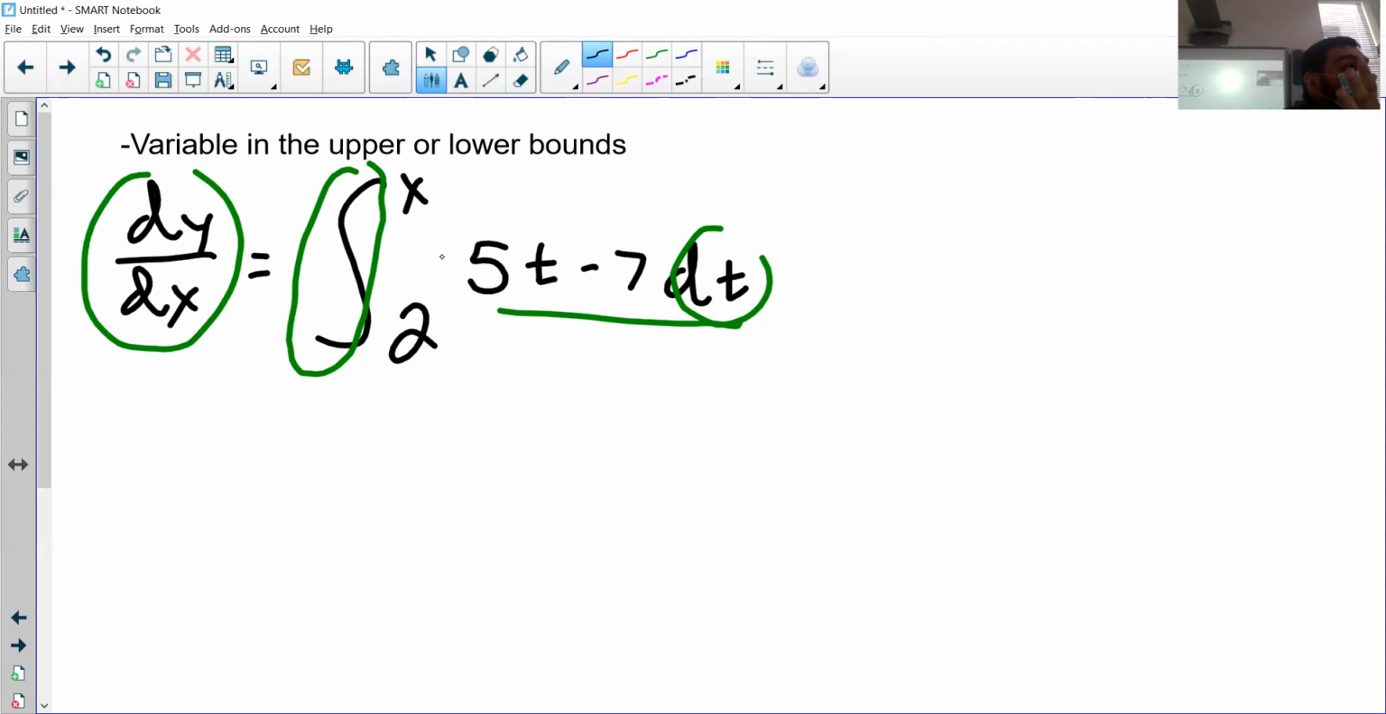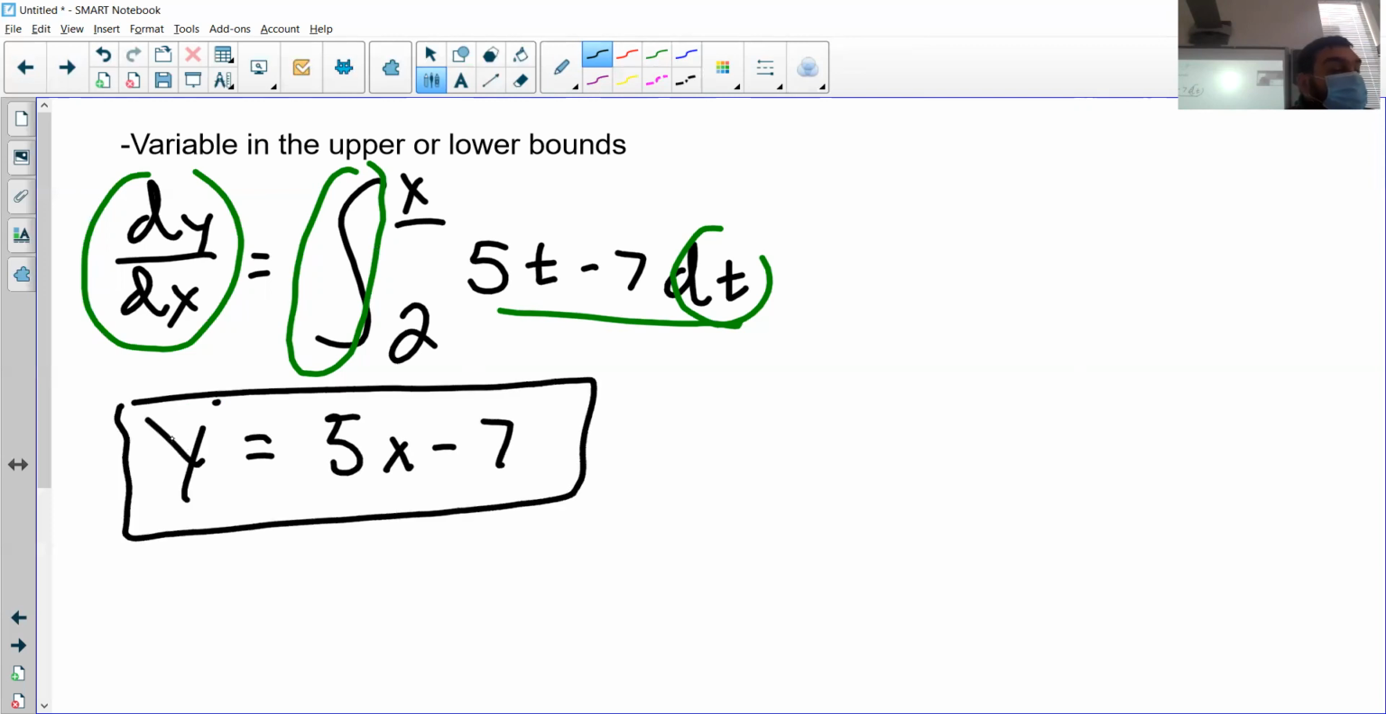Now, because they cancel out, that means you're going to have some variable x in your new equation. So it's very straightforward. This one's easy. That's the whole problem. That's fun. The answer is y equals 5x minus 7.